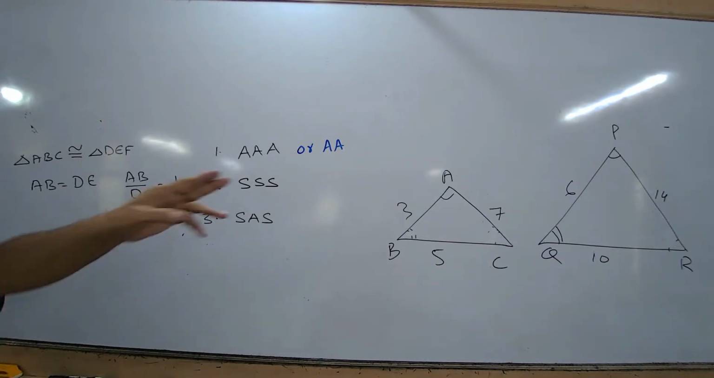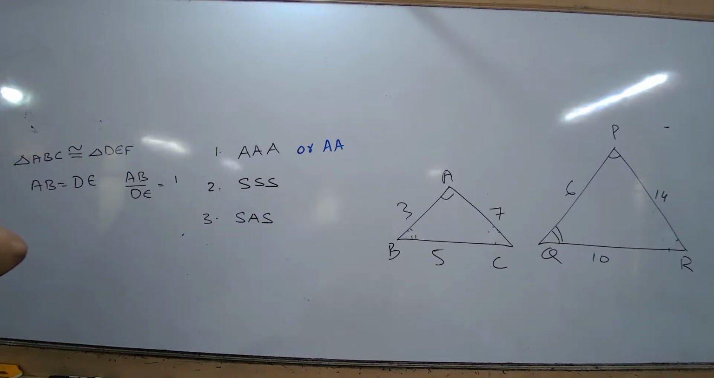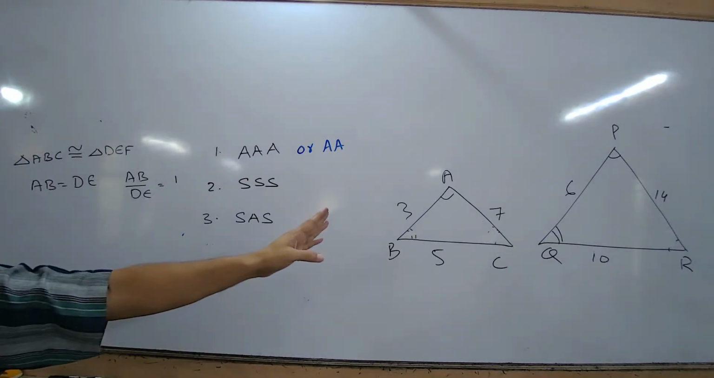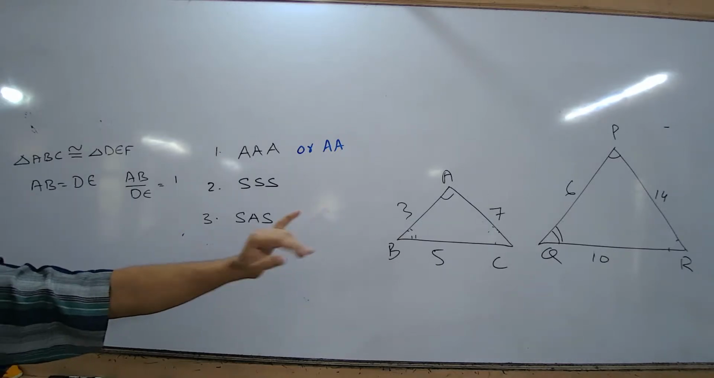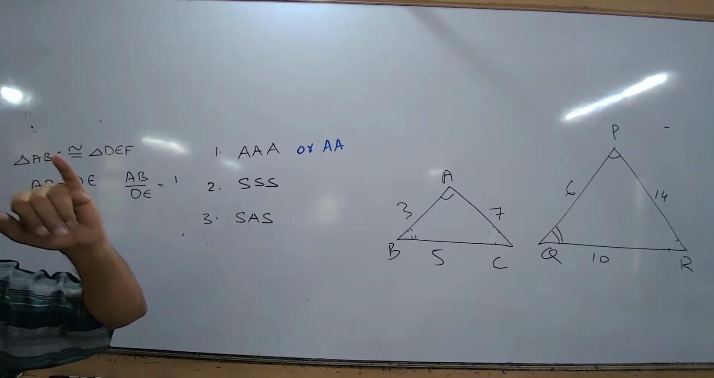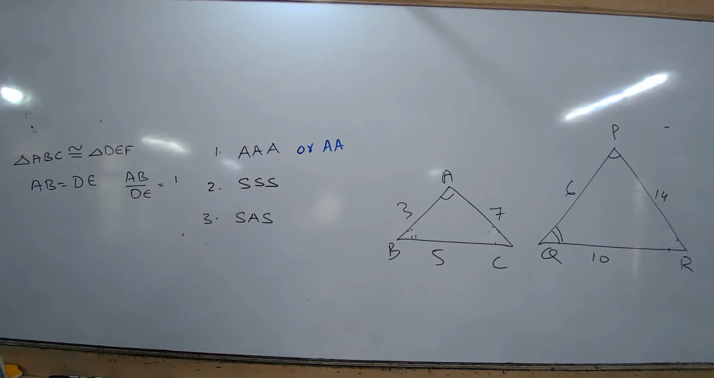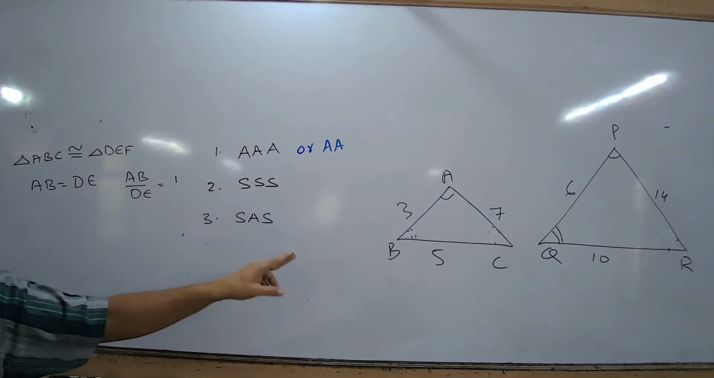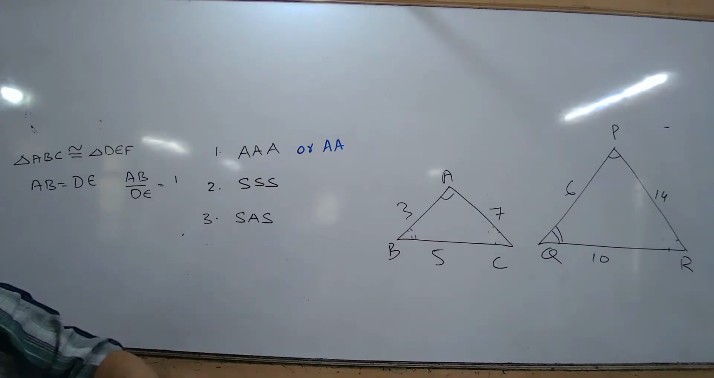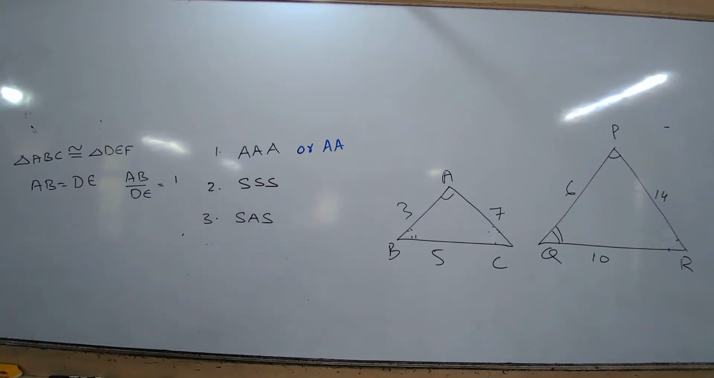We need to prove these two triangles are similar by SAS similarity. What should be given? AB upon PQ equals to... you cannot simply leave it. AB divided by PQ equals PR. Yes, two pairs of sides. Then only the ratios will come.